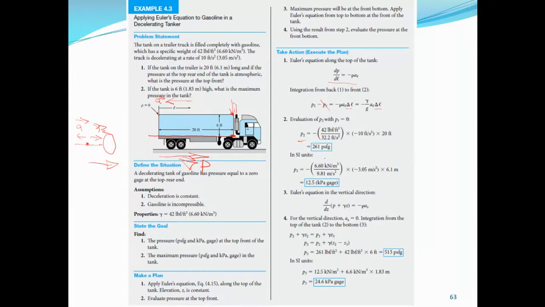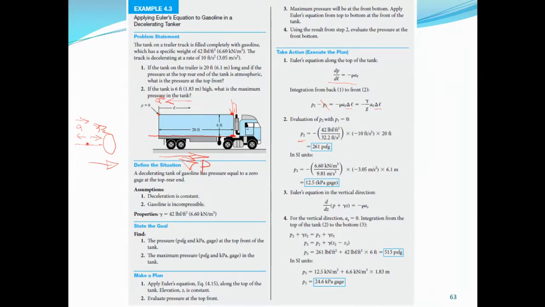So this is P2. You see the minus cancels. So this is gauge, pounds per square inch gauge, and in SI units, 12.5 kilopascal gauge. So this is P2, but this is at this point. The pressure at this point is different from the pressure at that point.